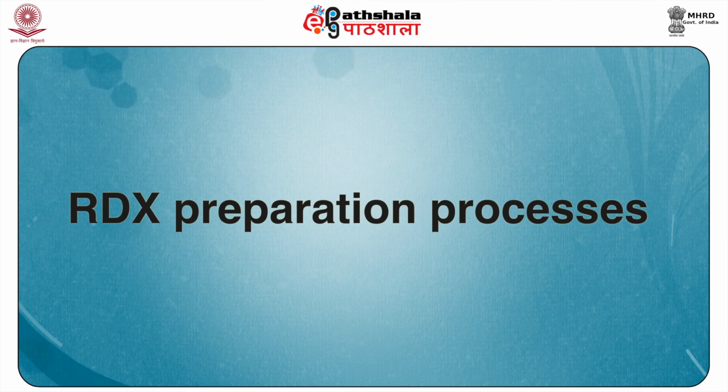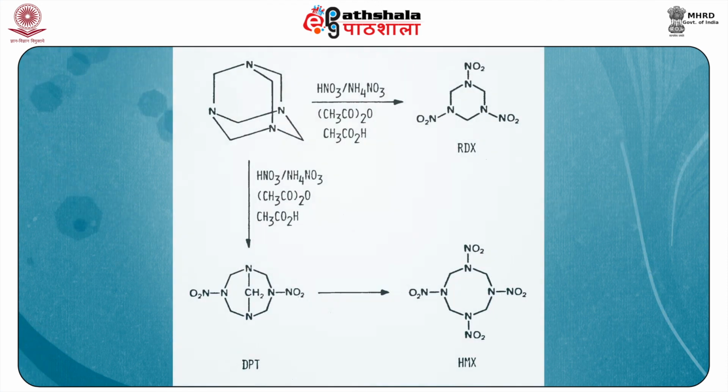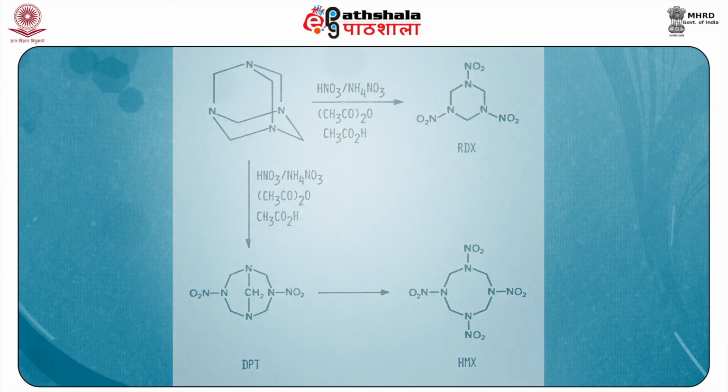RDX preparation processes. RDX is also formed by various other preparation techniques such as SH process, which was invented by Schnur, K process patented by Knoffler, W process patented by Wolfram, E process patented by Ebele, Ka method, also known as Bachmann process, which was invented by Knoffler and Apel.